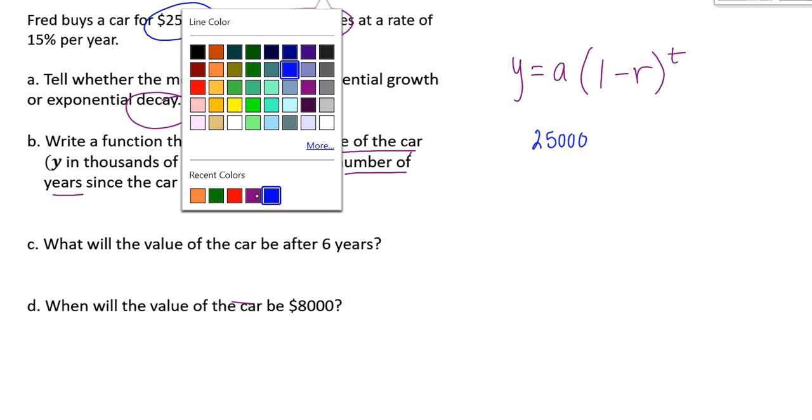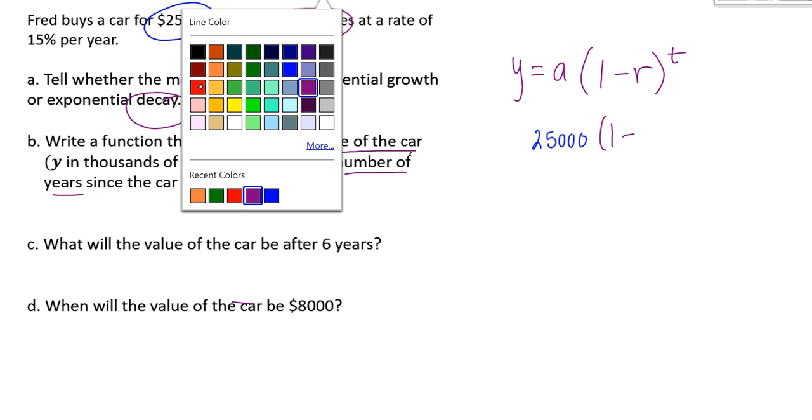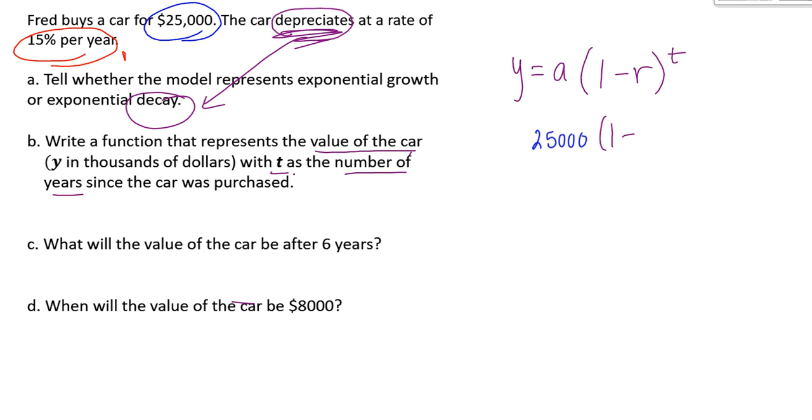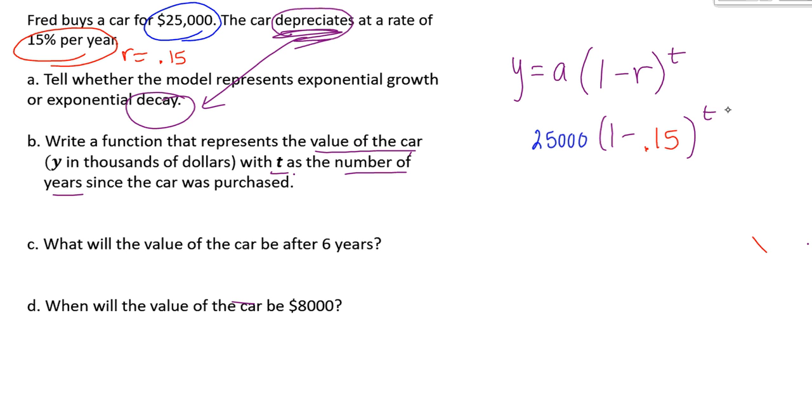Okay, now we're going to go to 1 minus r. It also gives us r though, 15%, which will be 0.15. Okay, and then we've got to the t power. Now to finish out our answer, we would write 25,000, parentheses, 0.85. I just took the 1 minus 0.15 inside and combined them together. And that's to the t power.